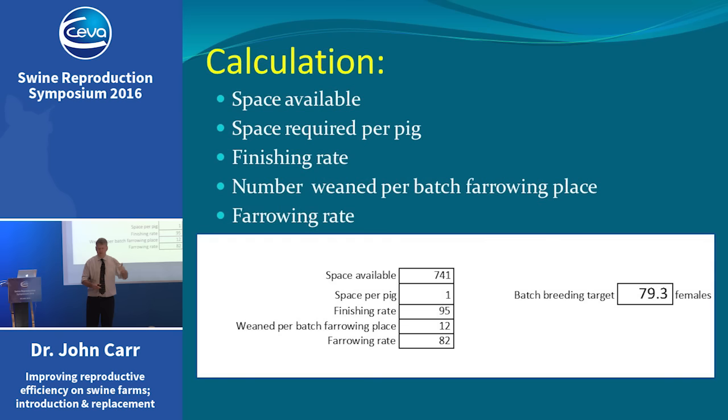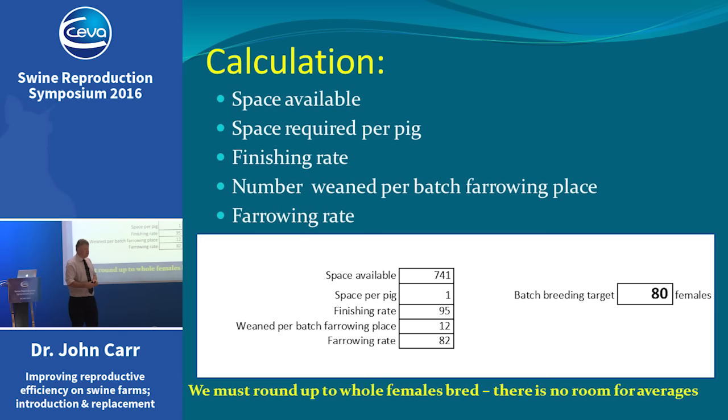You can't round it down, because if you round it to 79, every three batches you're going to have an empty farrowing crate. Can't afford to do that. So the number has to be 80. You must round up. And this is a major problem that the pig industry has.